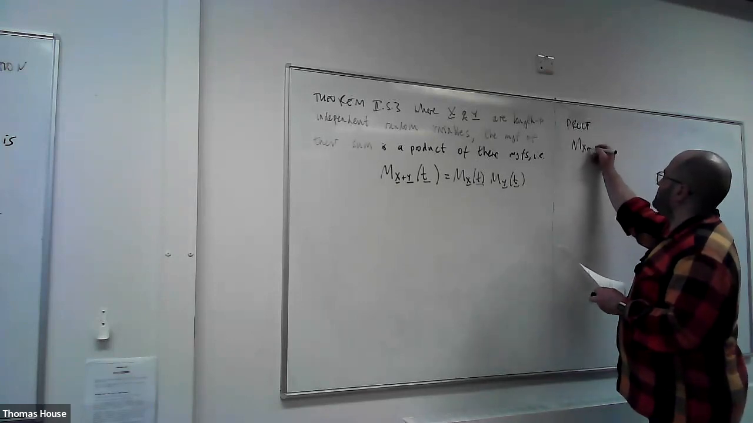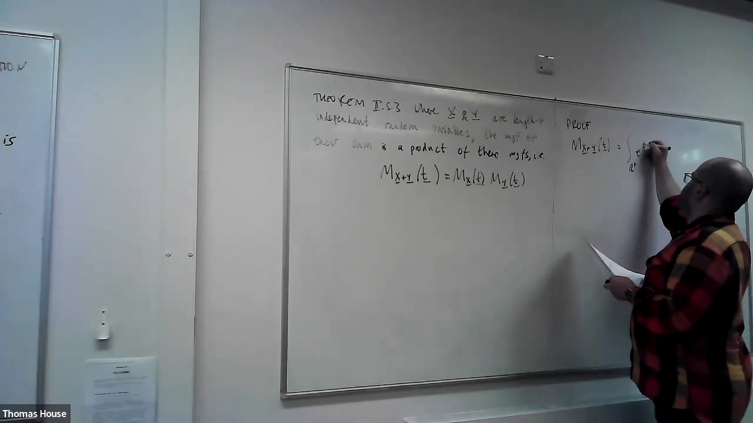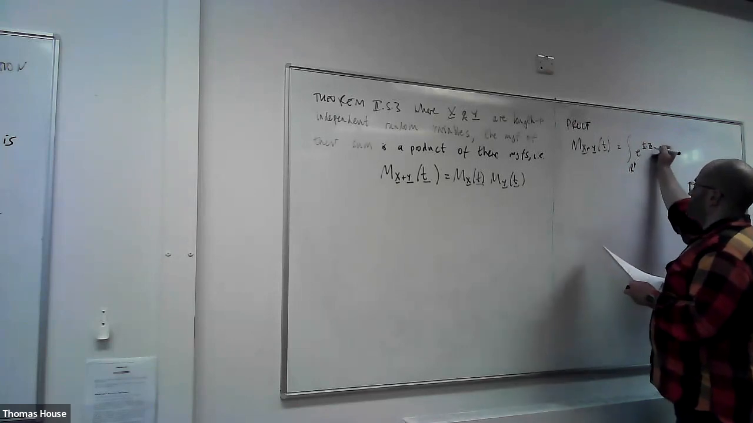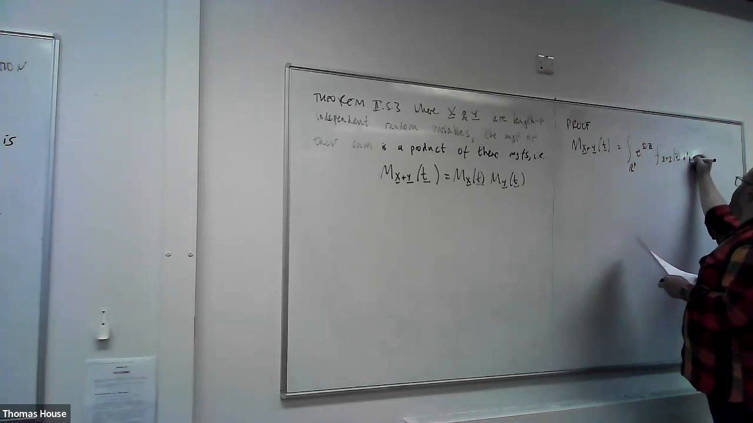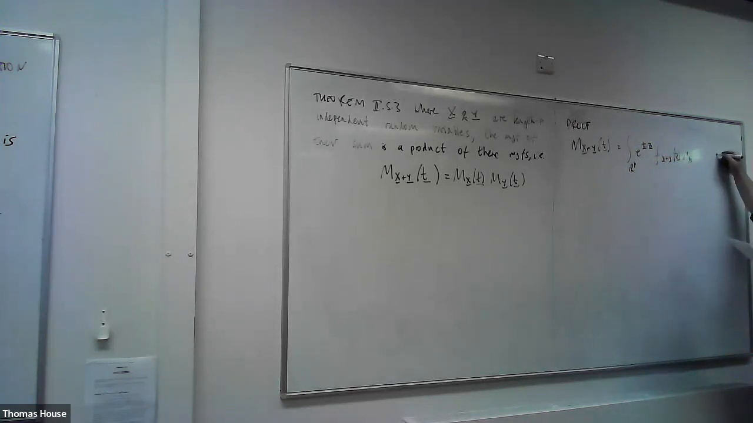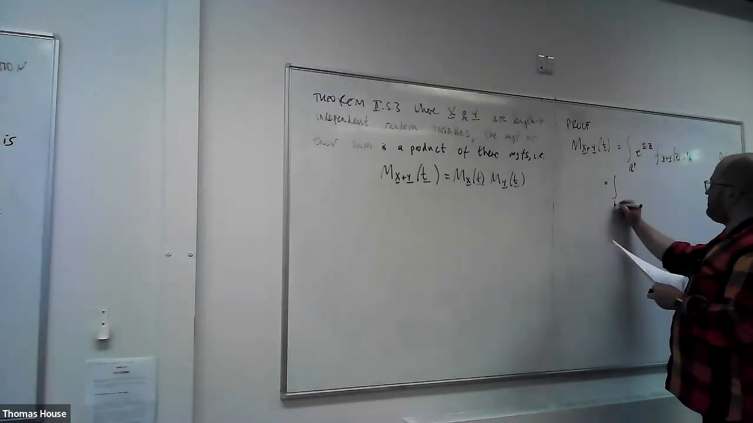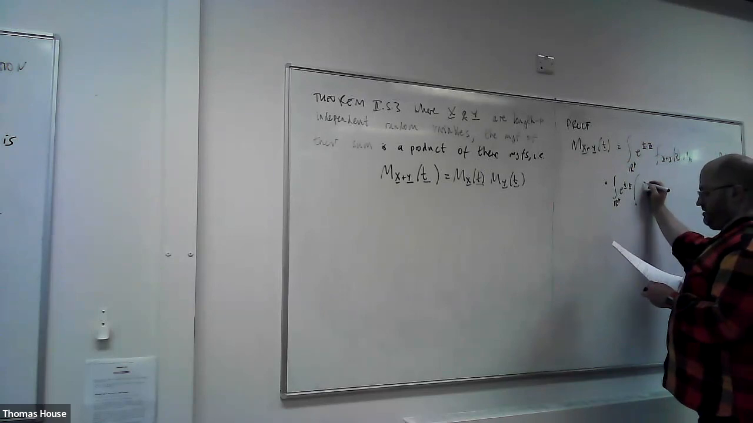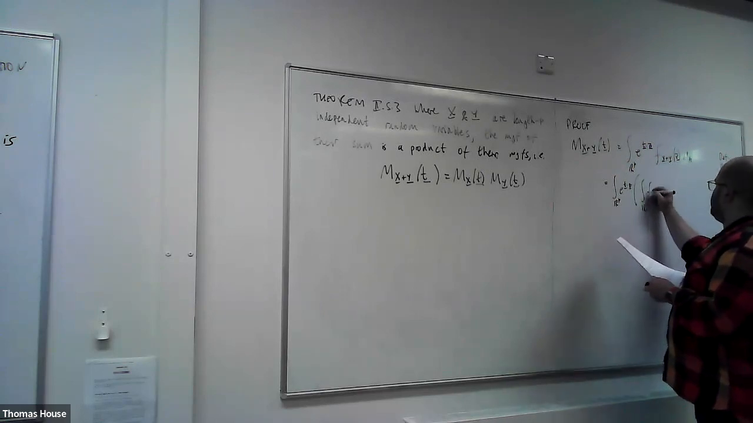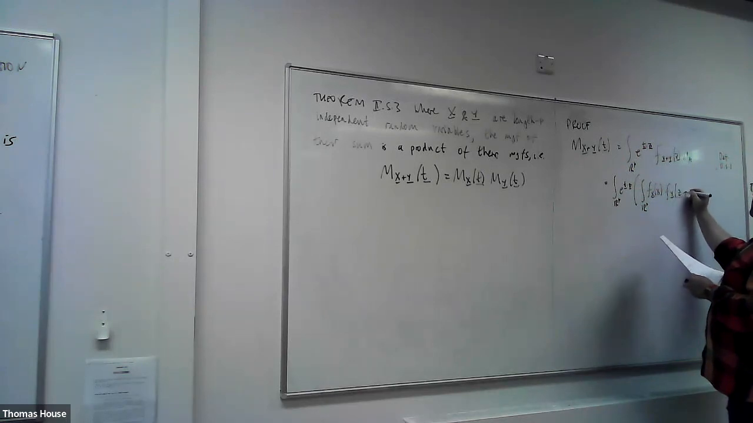So let's think about what M of X plus Y is. Well, it's the integral of e to the t dot z on the density of X plus Y at z, dz. Z is just a useful dummy variable to integrate over, and that's by definition. So that's the integral over R^p of e^(t·z) times the integral of f_X(x) f_Y(z minus x).